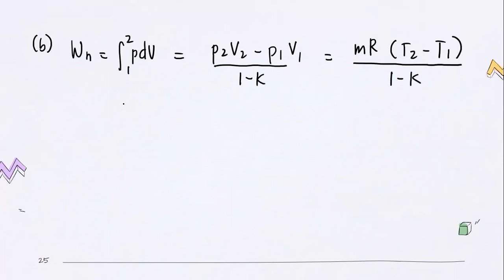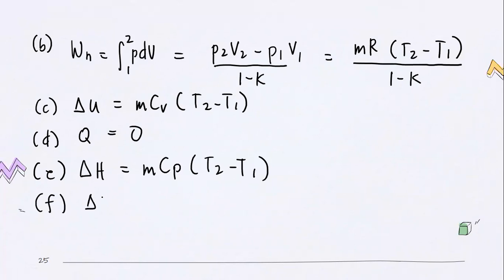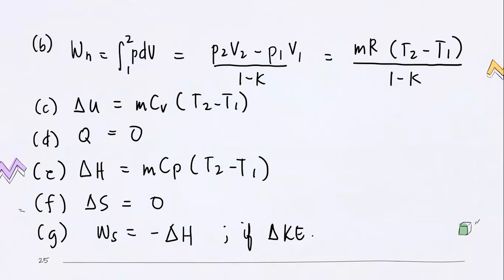Now, for the change in internal energy, that is equal to mCv T2 minus T1, while the heat is equal to 0. And for the change in enthalpy, that is equal to mCp T2 minus T1. And for the change in entropy, that is also equal to 0. Now, the steady flow work is equal to negative change in enthalpy, if change in kinetic energy and change in potential energy are equal to 0.